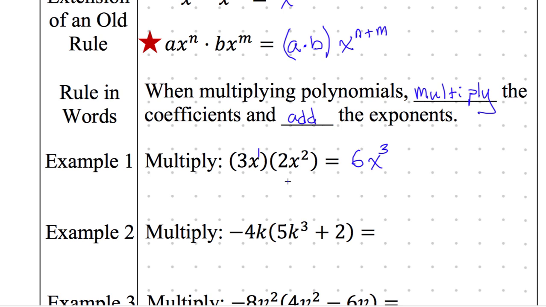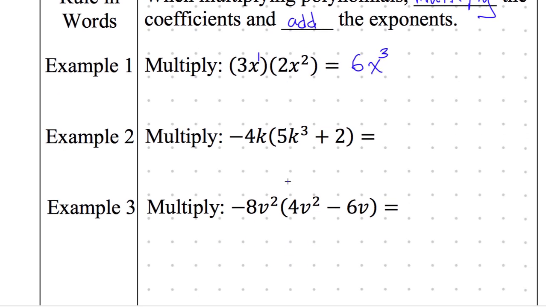All right, thank you. This one is a little bit difficult because we have to distribute. This negative 4k is distributed into both of these 2 terms. Who can help me distribute? I see 1 hand, 2 hands, 3 hands, 4 hands. Beverly, go for it. Yep, so we're doing this one right now.